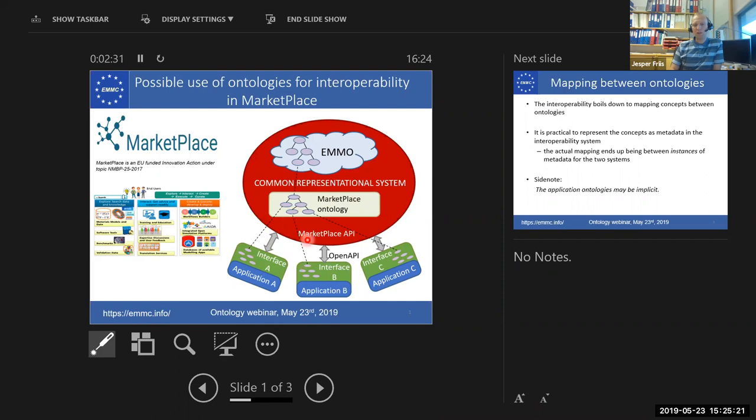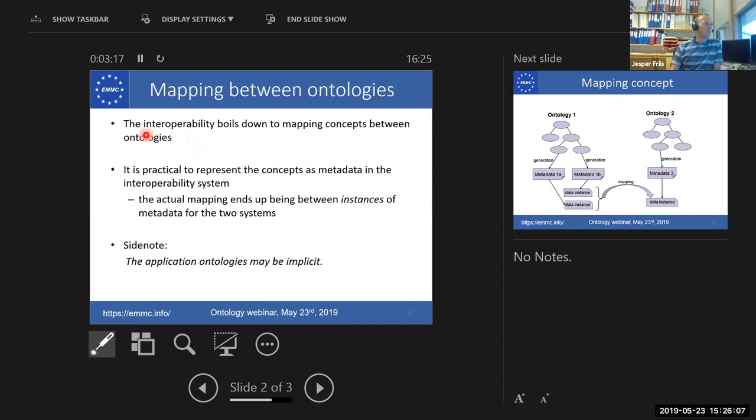So essentially, everything boils down to being able to map between this marketplace ontology and the ontology for the application. Of course, applications often do not have an explicitly stated formal ontology, but they exist as informal ontologies that can be described by a translator, creating an interface around the application that can actually communicate with the marketplace. So this is more or less what I just said. The interoperability really boils down to being able to map between the ontologies for the common representational system and the interfaces around your applications.